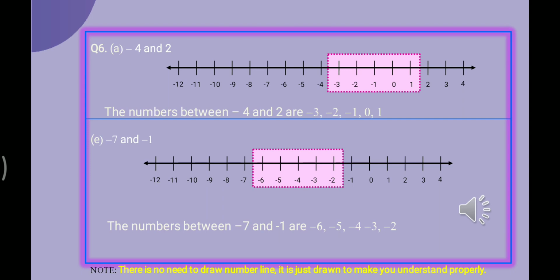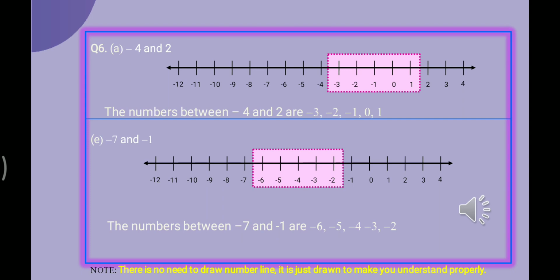In question number 6, we have to write all the integers which are between the two integers given in each part. For example, in A part, we have to write all the integers which are between minus 4 and 2. Just for your convenience, I have drawn the number line here. From the number line, you can see the numbers between minus 4 and 2 are minus 3, minus 2, minus 1, 0 and 1.